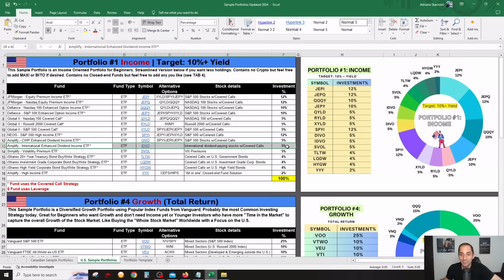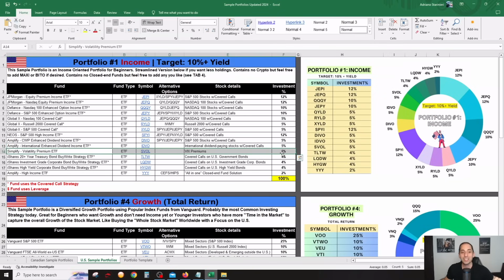There's also iDevo, or IDVO, which does the same thing Devo does, but on international stocks. So I added this one here, 5%, because this portfolio is very heavy on American stocks, which is fine. They're the best stocks in the world, but I just gave you a little 5% in international stocks, things outside of the US here. And remember, again, this is just a sample portfolio. You could play around with the percentages however you want, kick some out and add more in. This is just to give you some ideas to get started.